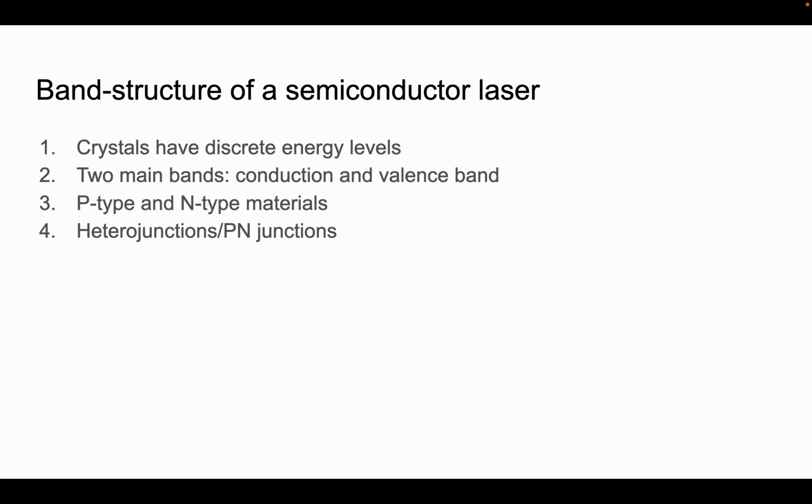When two semiconductors with different band structures are combined together, then we obtain a heterojunction, which is basically a p-n junction. And a p-n junction is essentially what makes a diode work. That's essentially just a diode.